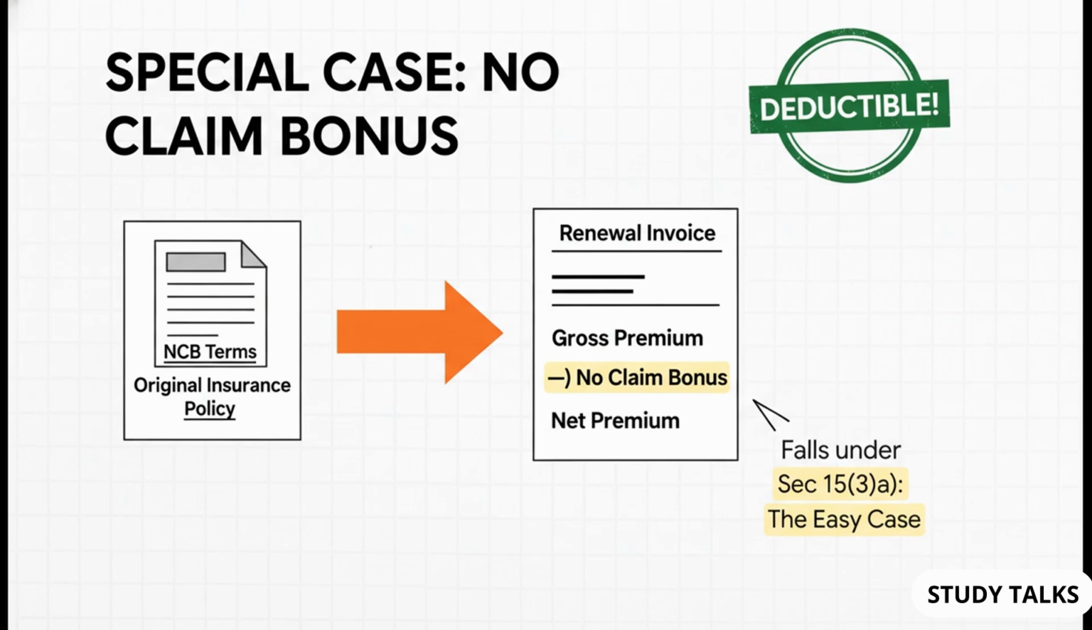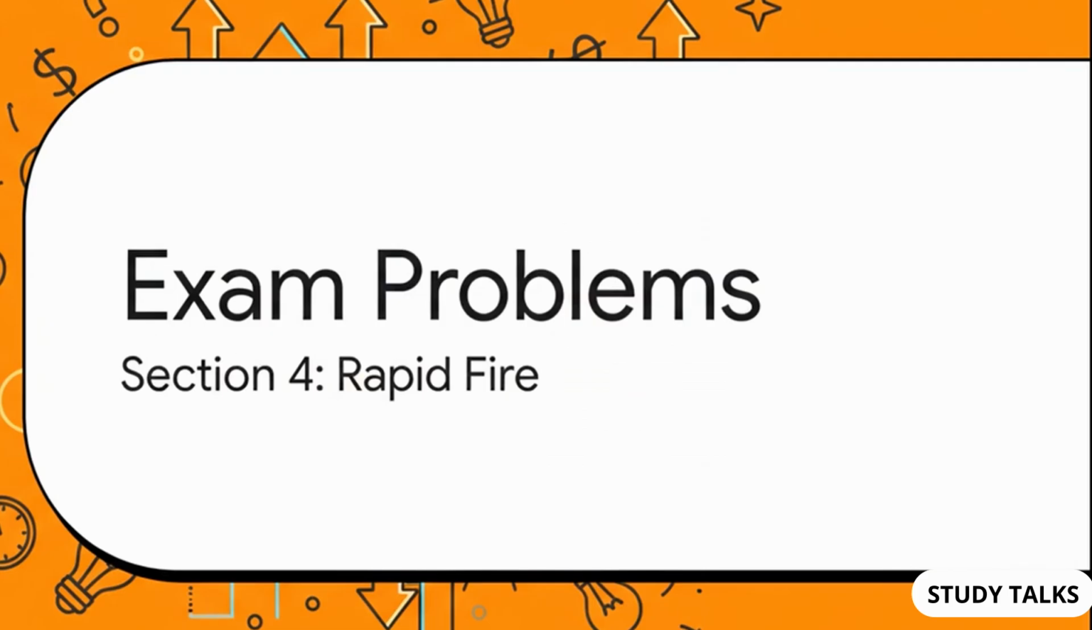Think about it. The terms of the NCB are part of your original policy, so you know about it beforehand. And when you renew your policy, the discount is shown right there on the new invoice. It perfectly meets the conditions of Section 15(3)(a). So GST is paid on the net premium after deducting that NCB. Easy peasy. All right, we have totally locked in the rules for discounts.